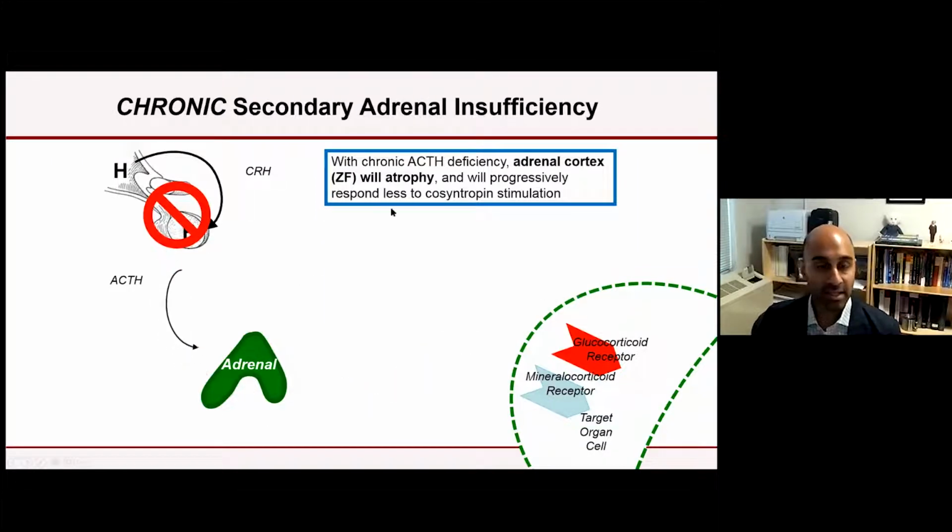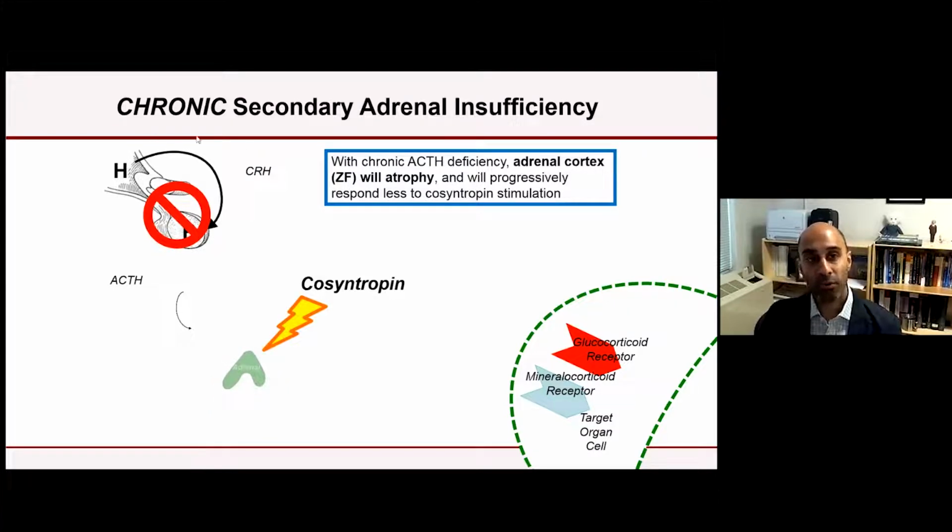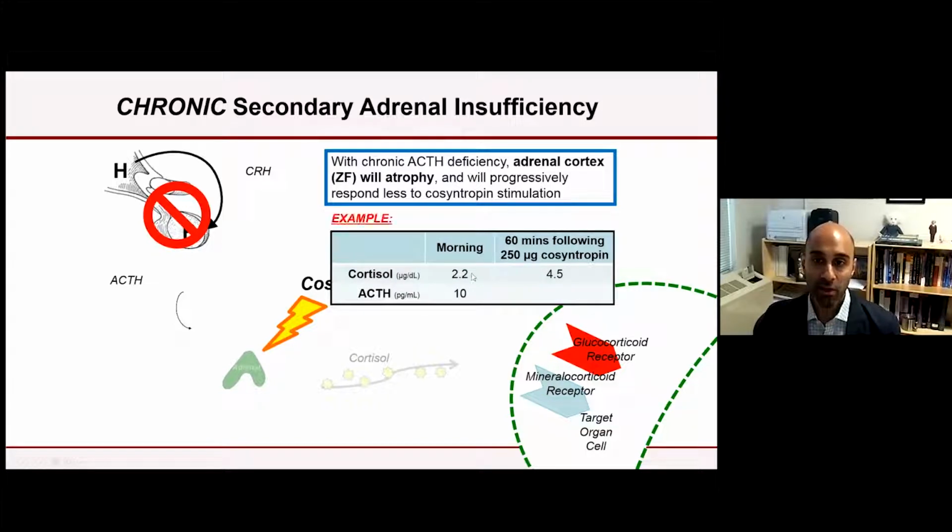If this ACTH deficiency becomes chronic, it goes on for weeks or months, ACTH is not only a secretory hormone, it's also a trophic hormone. And in the absence of ACTH, the entire zona fasciculata will gradually atrophy, just like a muscle that's not being used. And the adrenal's ability to respond to ACTH will progressively decline. So with chronic ACTH deficiency, an exogenous cosyntropin stimulation will be suboptimal. And labs in that case might look like a low cortisol with an inappropriately low ACTH and a suboptimal stimulation.